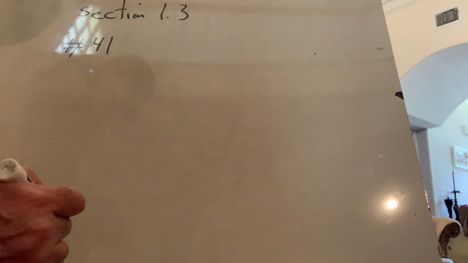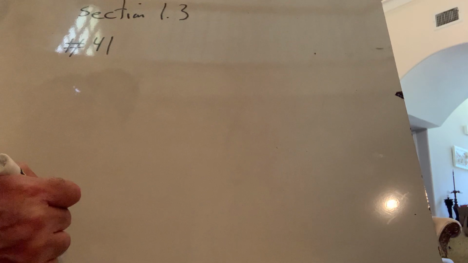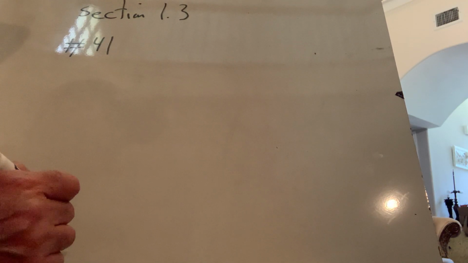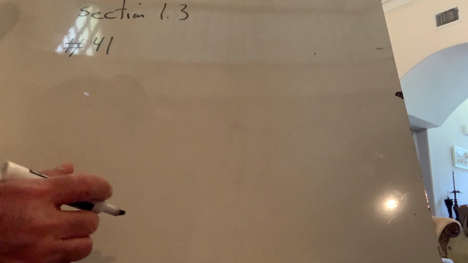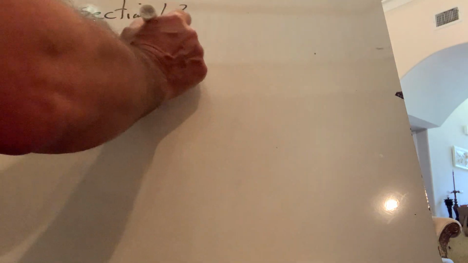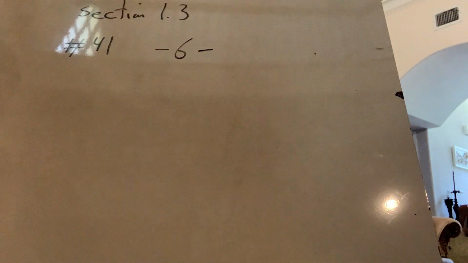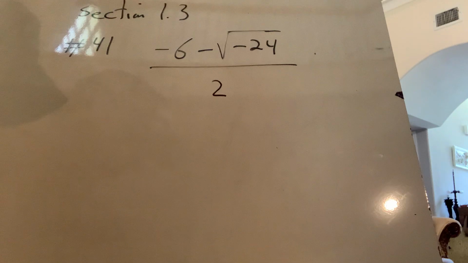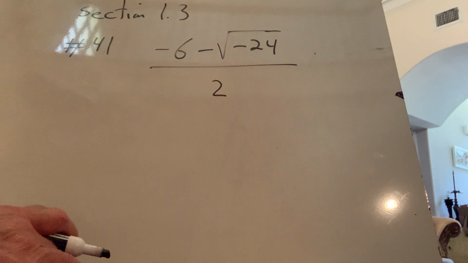Now let me write the problem, then I'm just going to make a couple of quick comments. If you read the section very carefully, there were a couple of rules in there that we need to know before we can do this problem. But let me write the problem first. So we have negative 6 minus the square root of negative 24, all over 2. And the question says to write each of the numbers in standard form.